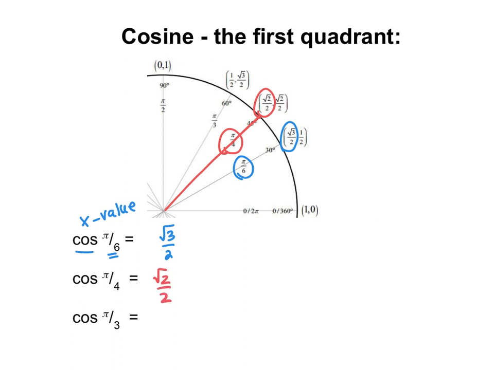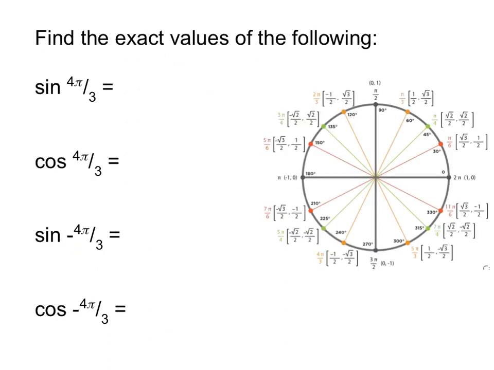And at pi over 3, that is the third tick mark. At pi over 3, from here to here, you want the x value, which is 1/2, right here. Now, those were all in the first quadrant.